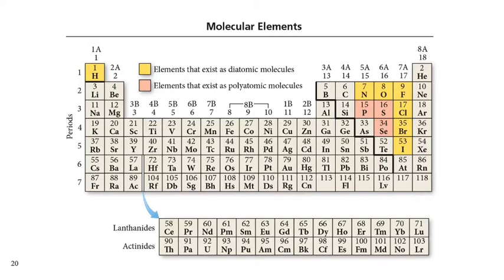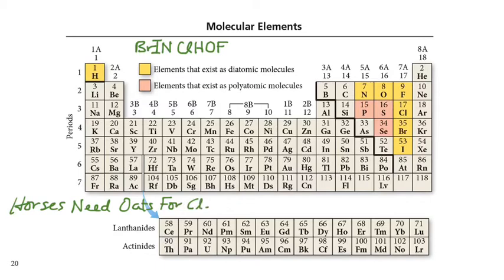Another way is Brinkelhoff. Oh, I left one out. Yeah, maybe that's not the best way. But the one I usually use is a silly sentence. Horses need oats for clear brown eyes. It's all great until you get to the eyes.